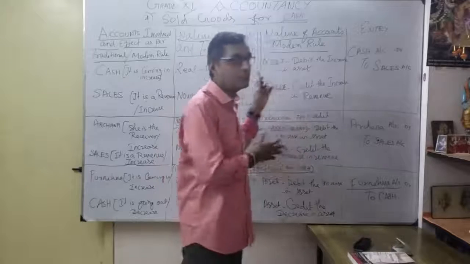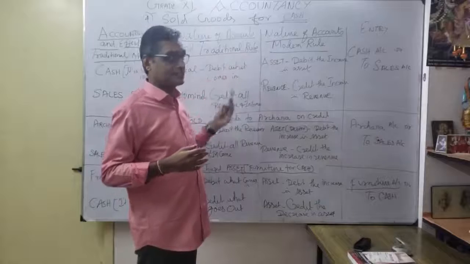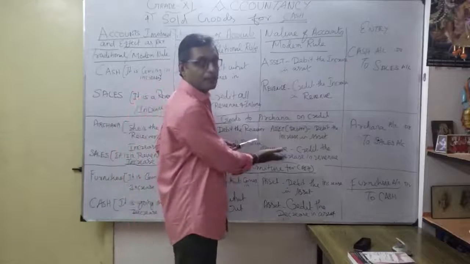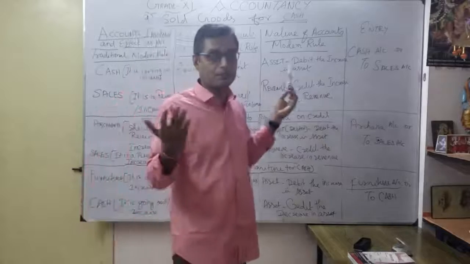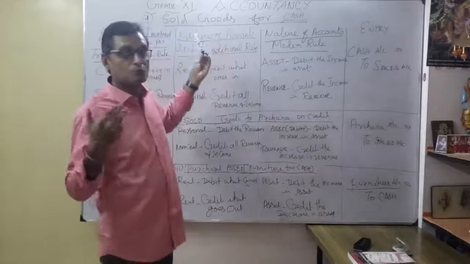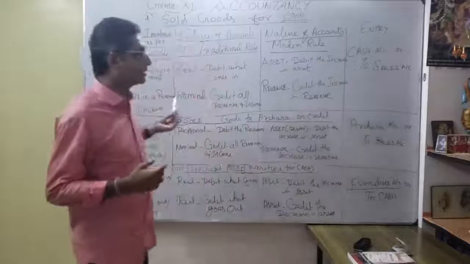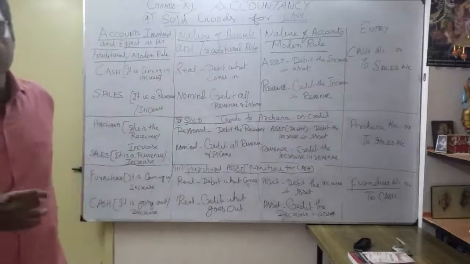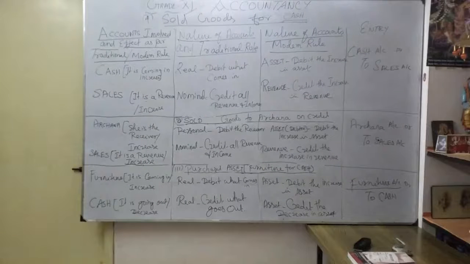Now you understood the examples about sales and credit sales, and especially assets purchased, according to the difference of approaches, how to do it in the traditional approach and modern approach. Now let's see another example about purchases. Now we're going to discuss some important purchases.